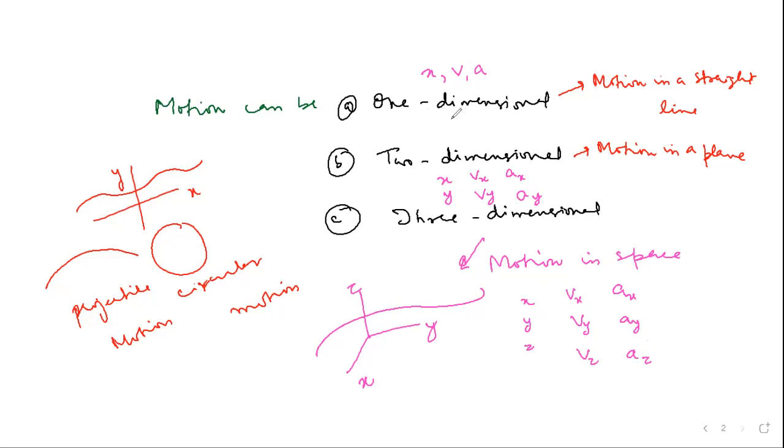Now, in one-dimensional motion, we don't use vectors. We don't require vectors, but in two and three-dimensional motion, our description becomes easier when we use vectors, right?